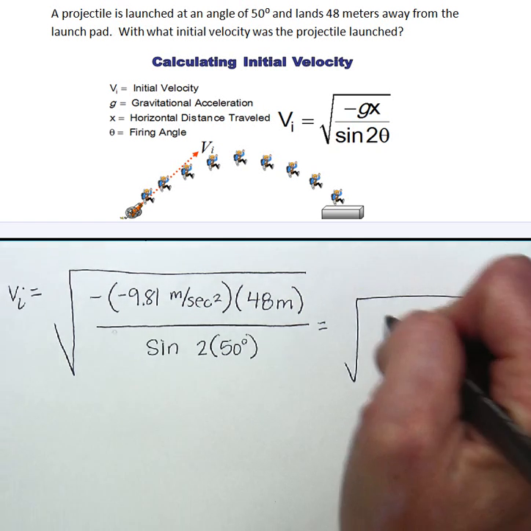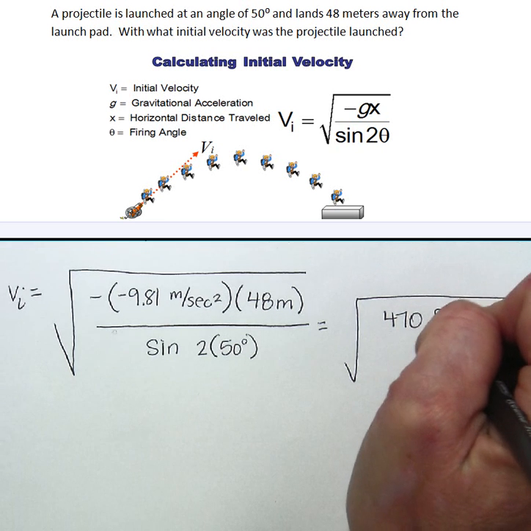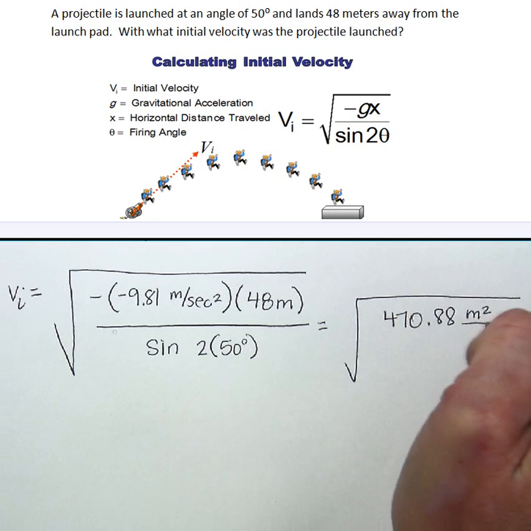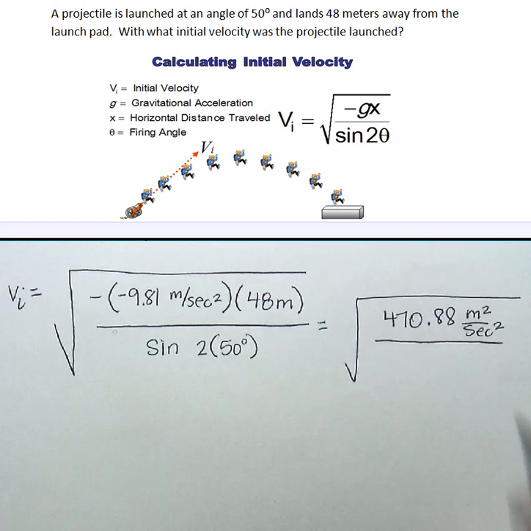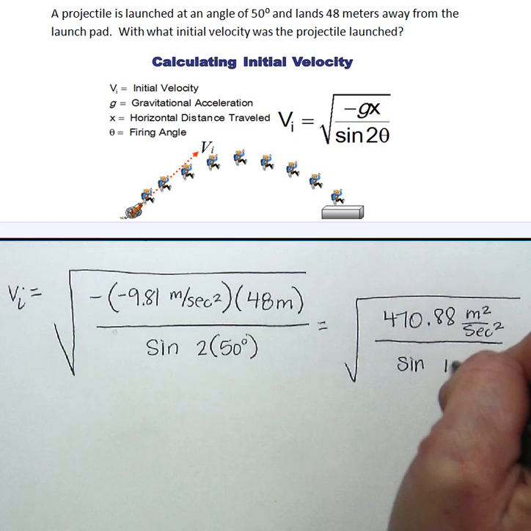And that becomes 470.88 meters squared per second squared. And then in the bottom, I'm going to have the sine of 100 degrees.